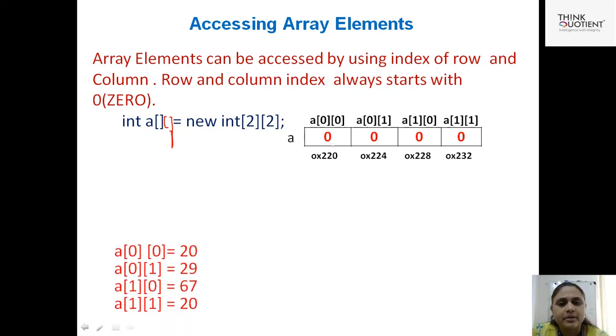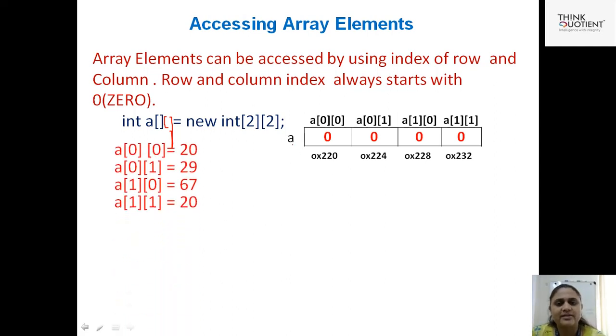For that purpose, we are supposed to write statements like this, no? A of 00 is equal to say 20. Then A of 01 is equal to say 29. A of 10 is equal to 67, right? And A of 11 is equal to 20. So in that specific memory, obviously all these references, A of 00, A of 01, A of 10 and A of 11, would be there on the stack.